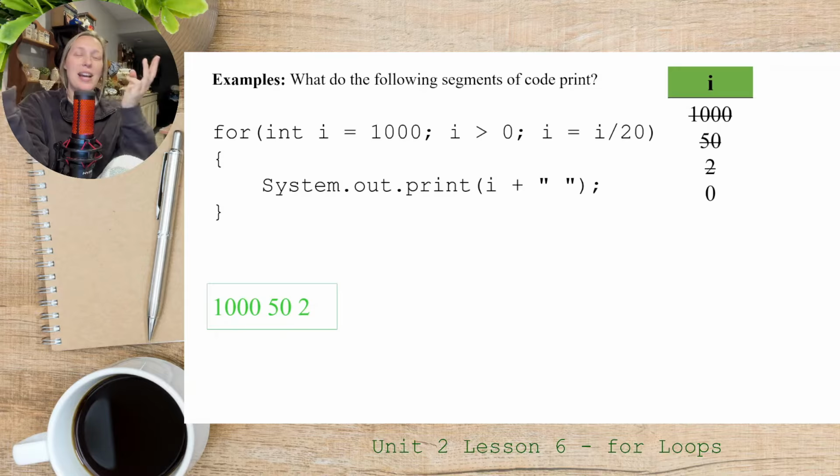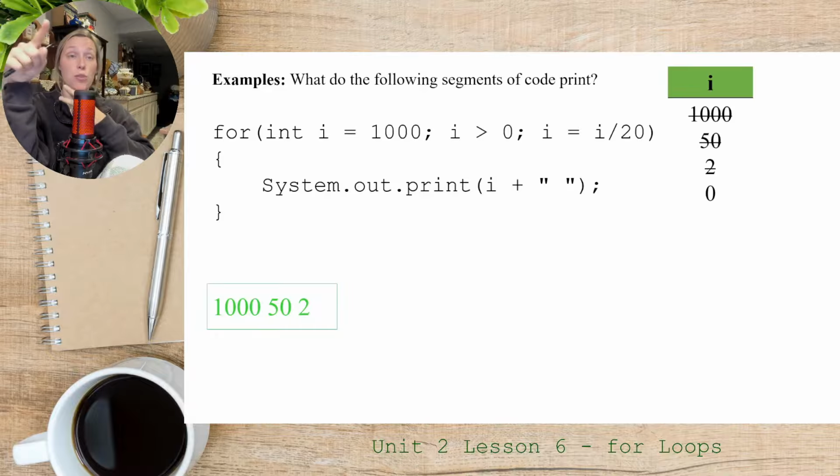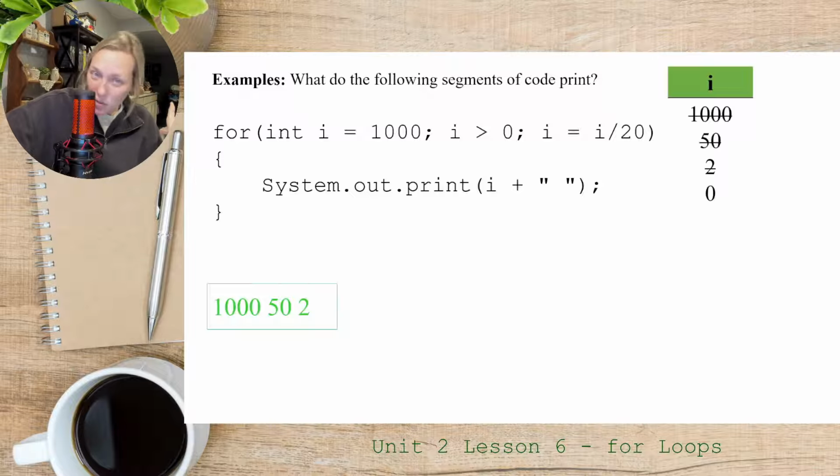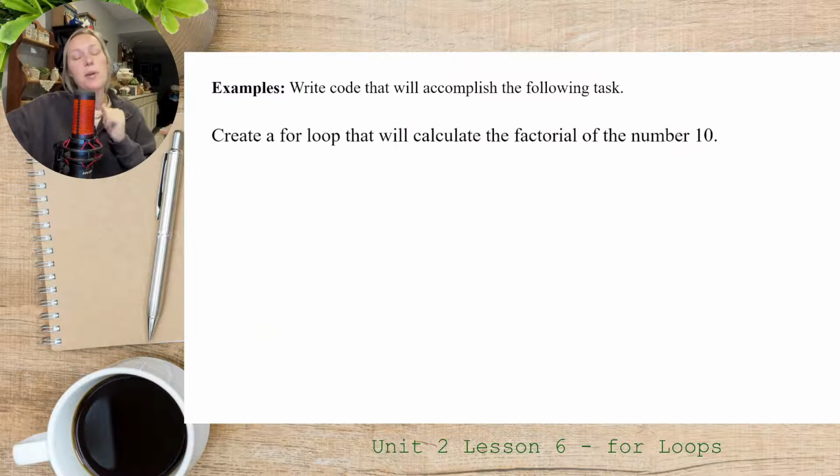So it only ran 3 times. That's no big deal, right? Only ran 3 times. We got 1,052. Ran 3 times, loop has ended, and that's what gets printed off. All right, that's your for loop.